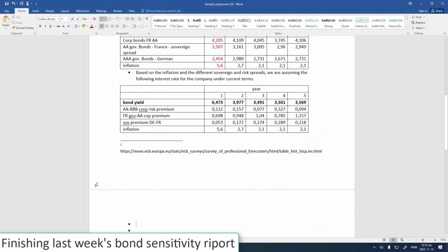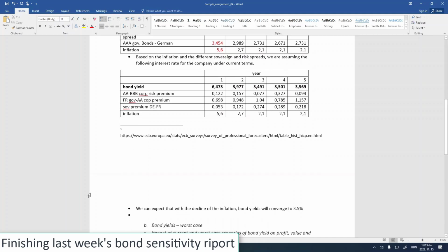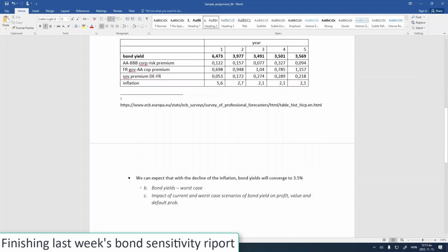So let's say that we can expect that with the decline of the inflation, bond yields will converge to 3.5%. That's a nice expectation. So let's see the worst case scenario.